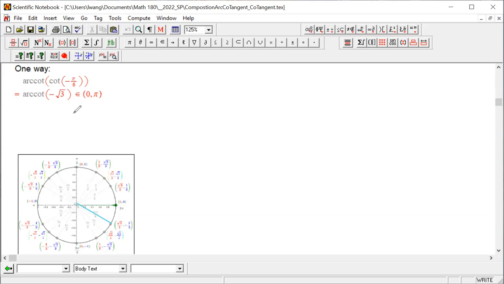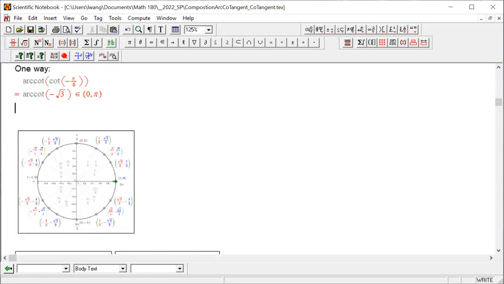So now we can look at the unit circle. And this is arc cotangent, right? When dealing with arc cotangent, we need to chop off quadrant 3 and quadrant 4, right? So which ratio is -√3? It cannot be in the first quadrant, because in the first quadrant everything is positive. It has to be in the second quadrant.